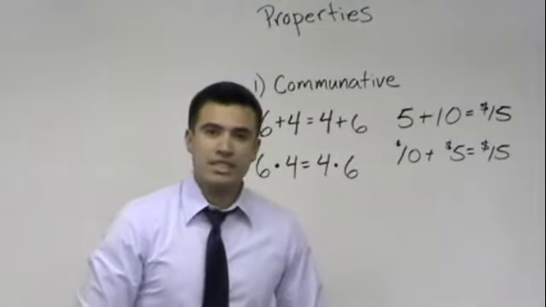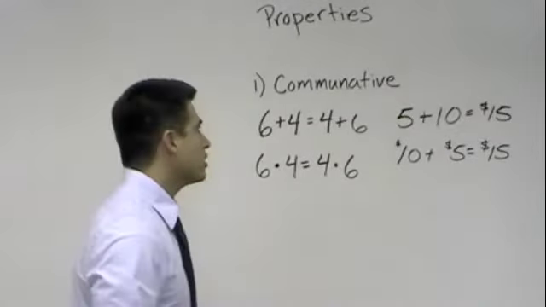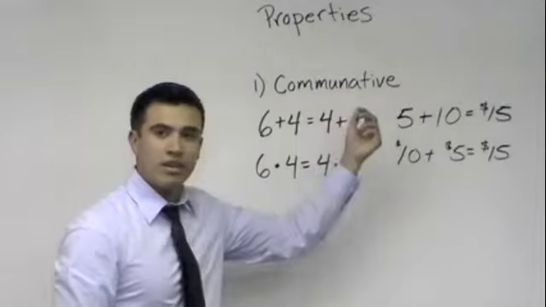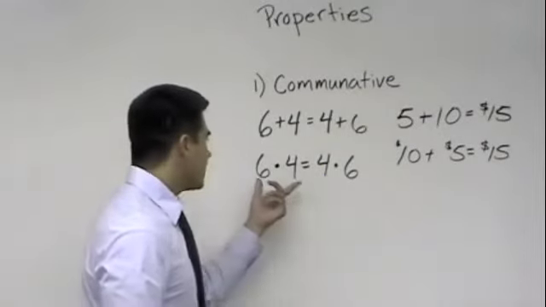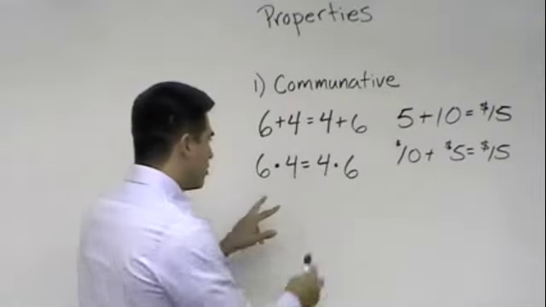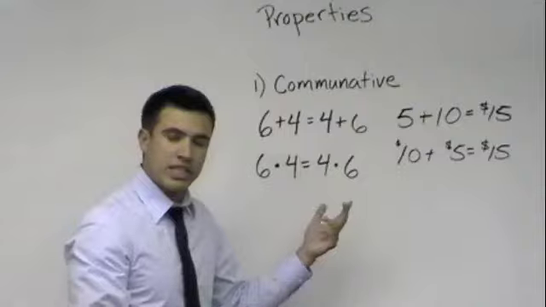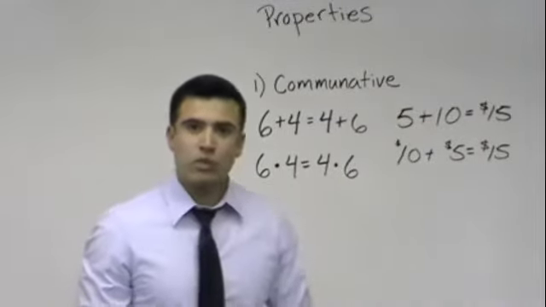Now, the easiest thing to understand is it works the same exact way with multiplication. It's just called commutative property of multiplication. So 6 times 4 is equal to 4 times 6, because no matter what order you multiply them in, 6 times 4 or 4 times 6 gives you the answer of 24.